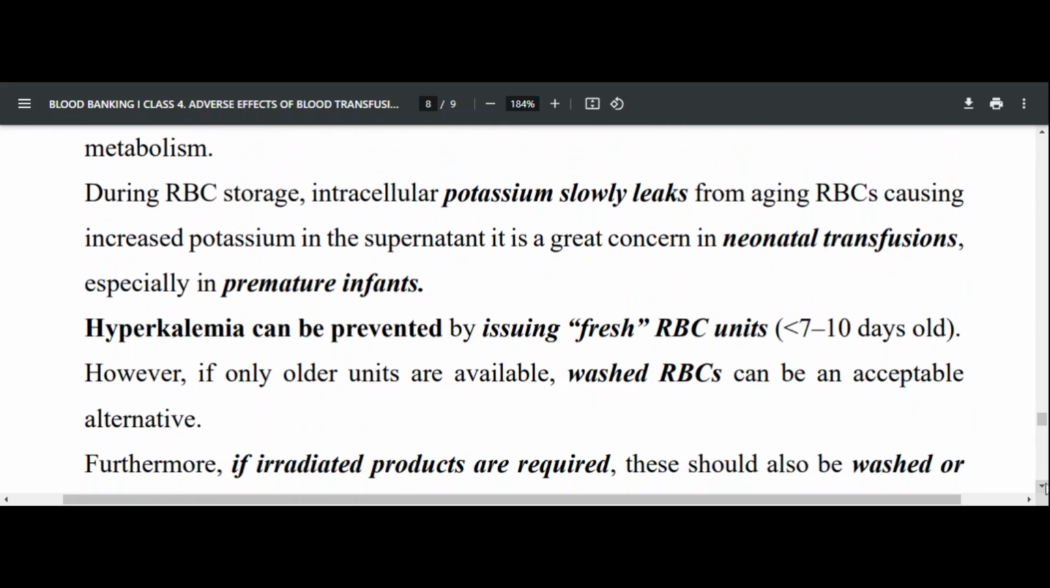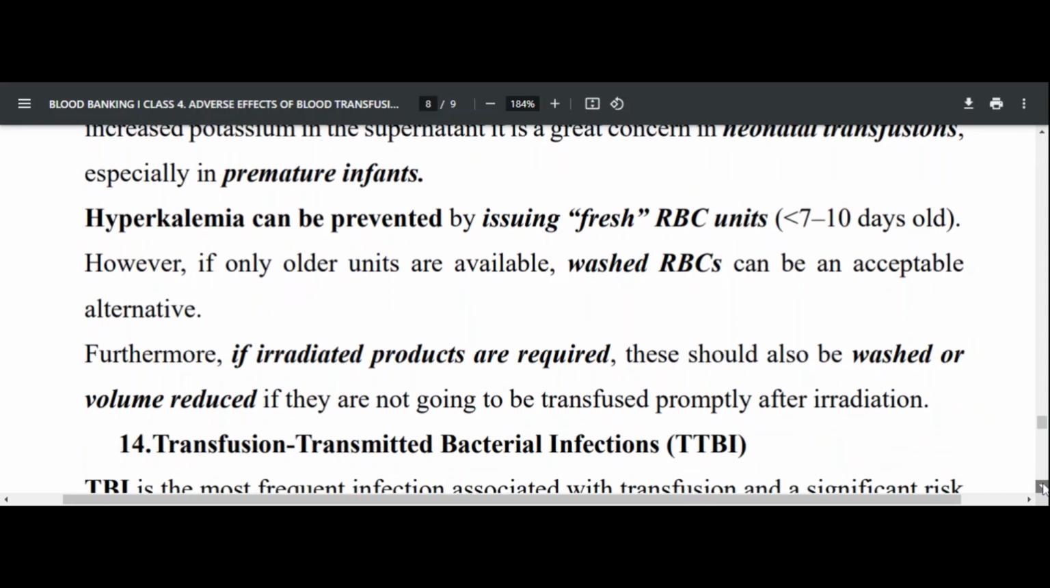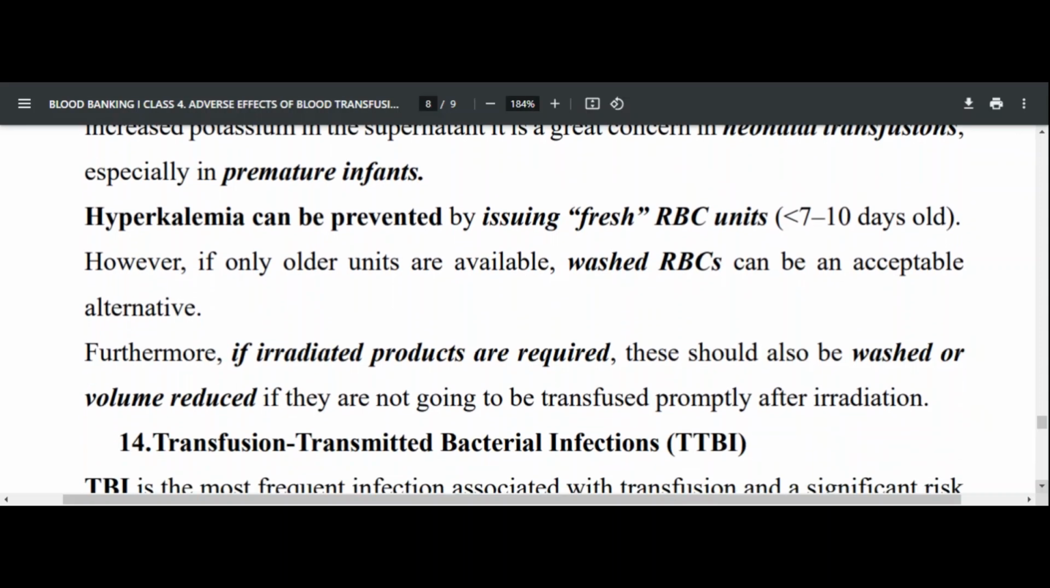So in order to correct that problem and prevent hyperkalemia, we must transfuse fresh RBC to the neonates, less than 7 days old in the fridge, in order to avoid hyperkalemia in small babies. Otherwise, we have to wash RBC in order to remove excess potassium and then transfuse it. We can also do irradiation, because for premature infants of less than 1.2 kilogram, we must always irradiate blood units.